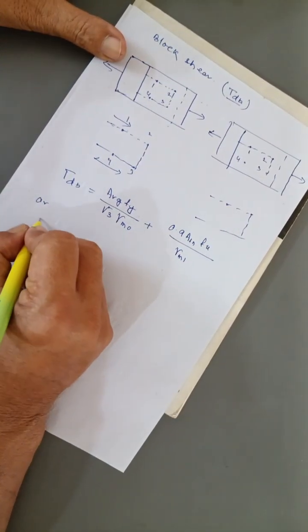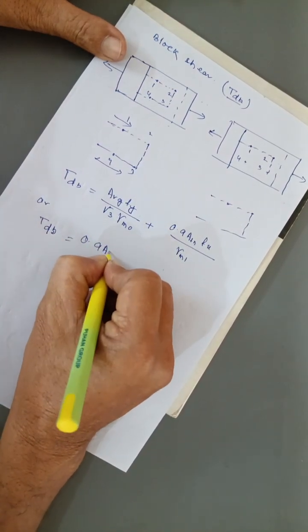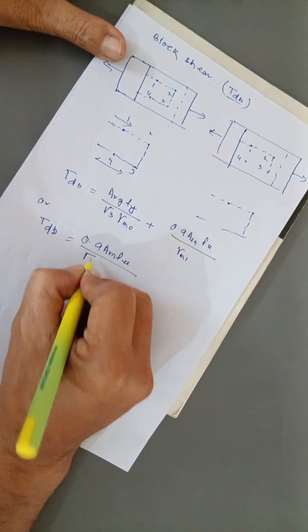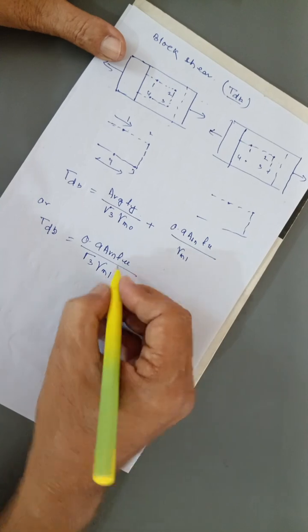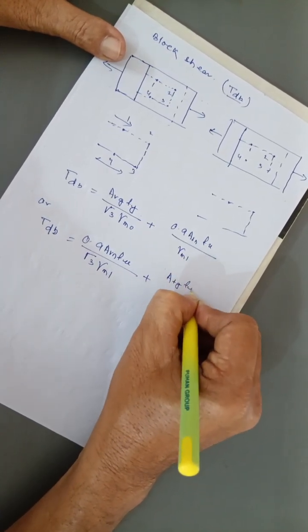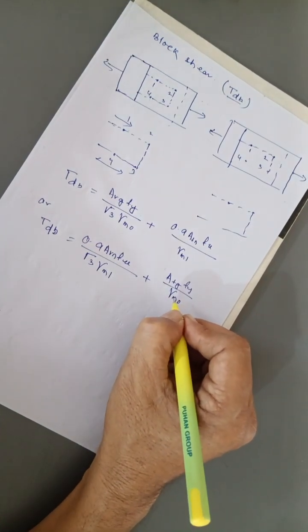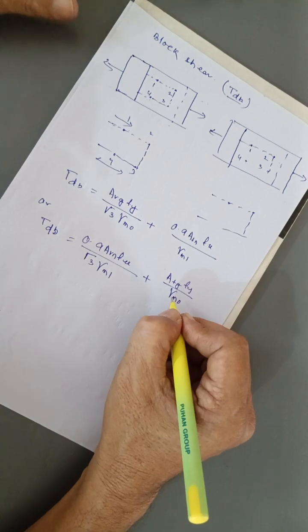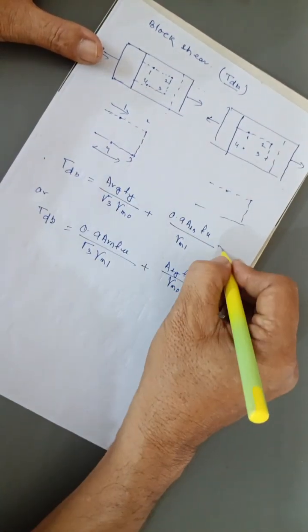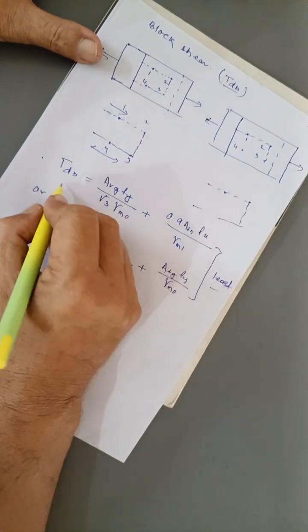or TDB is equal to 0.9 AVN FU divided by root 3 gamma M1, plus ATG FY divided by gamma MO. So the block shear value is the least of these two values.